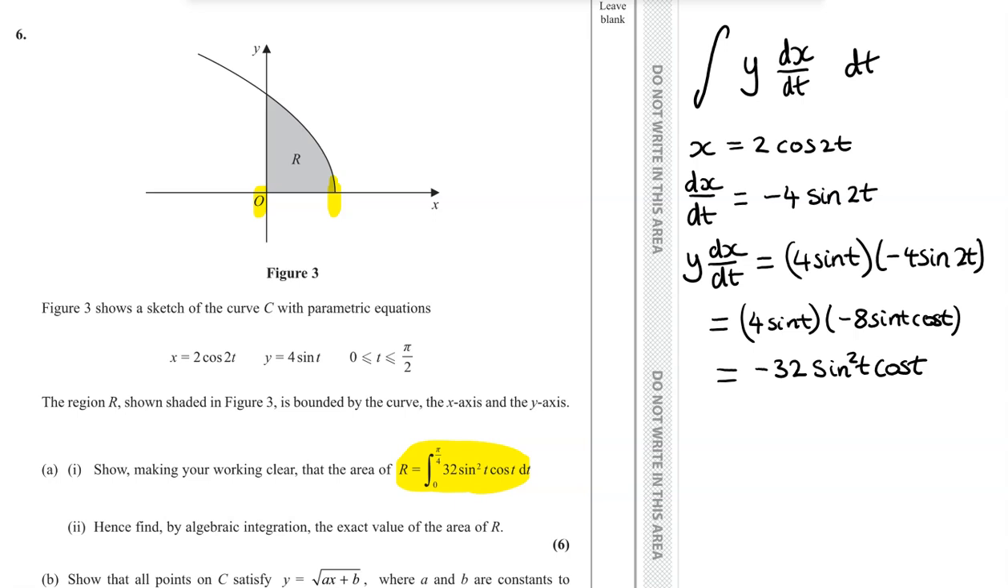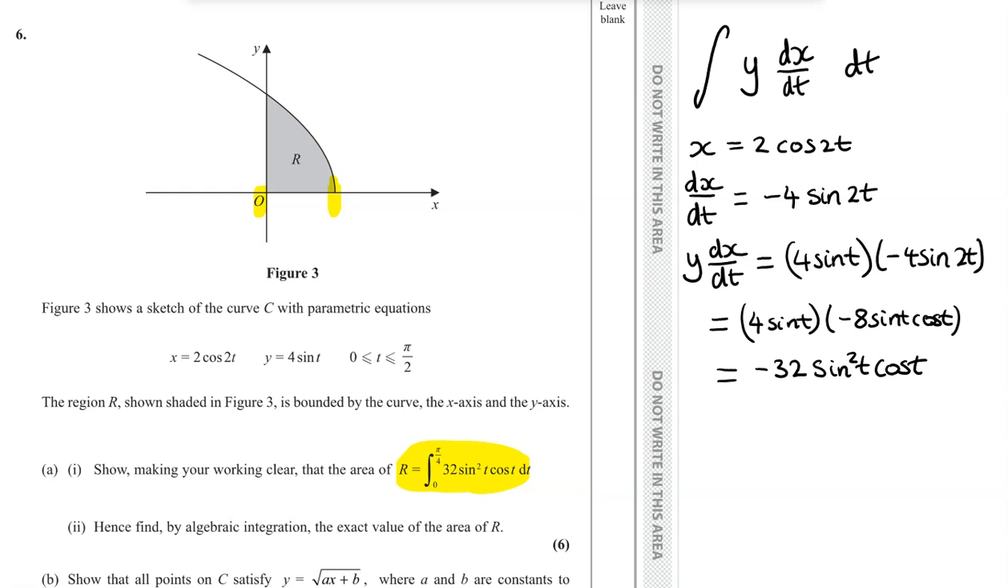Now I know what you might be thinking. I've got a positive 32 in what I'm trying to show, whereas my answer at the moment has a minus 32. Don't panic. We're going to look at why that is, and it's all to do with the limits. So when I'm looking at the integration for this, I need to make sure these limits are in terms of t. So what I'm going to sub in here, I've highlighted here.